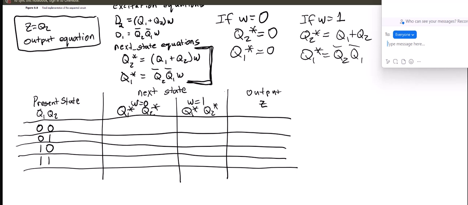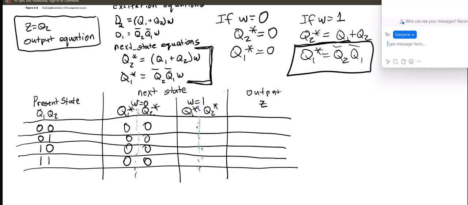Okay, now when I do my next state, I do 1 Q at a time. So I'm going to start with Q1. Well, Q1 star and Q2 star, when W is 0, they're both 0, so I don't have to do any work. These are all just 0, 0. Okay, but when I go to W equals 1, I have to do a little more work. So I'll start with Q1 right here. And Q1 star is not Q2 ANDed with not Q1.